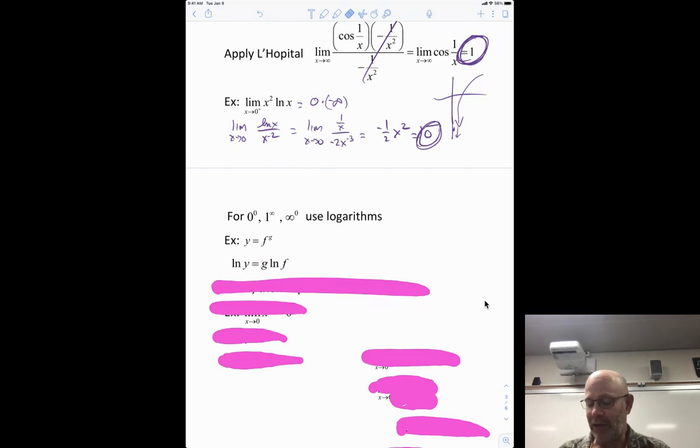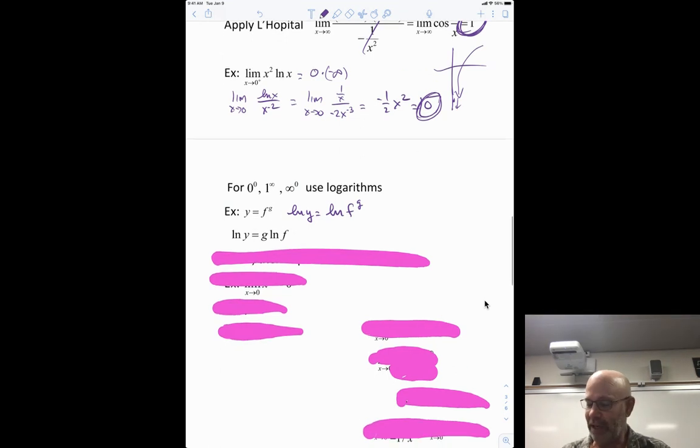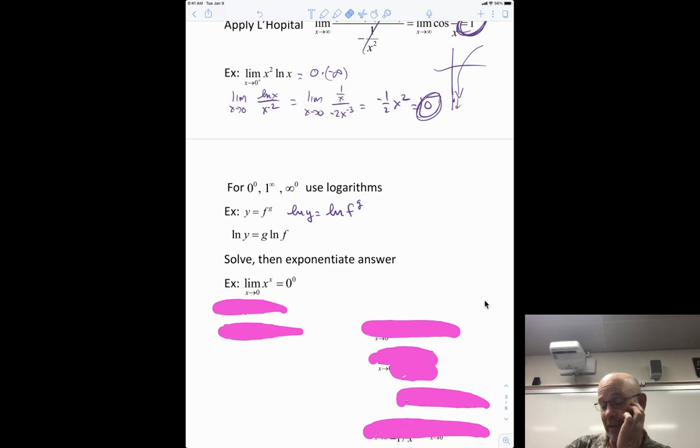So we're going to get the natural log of y equals, maybe I'll put an intermediate step here, the natural log of f to the g, but then the g will fall to the front. So you get natural log of y equals g times the natural log of f. Then we're going to go through our process, and then we're going to exponentiate our answer. So let me just do an example for you. I think it'll make a little bit more sense.